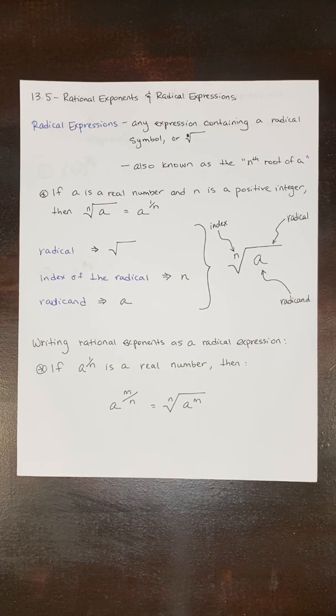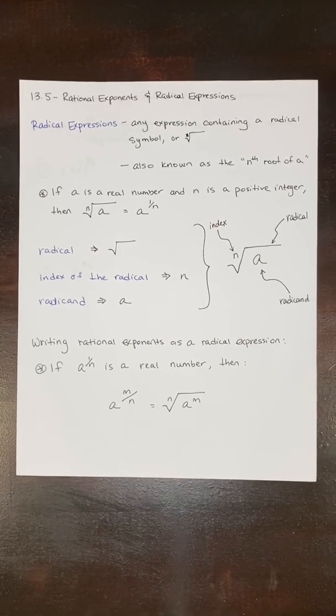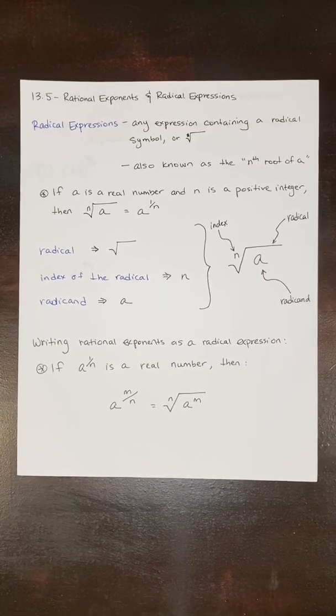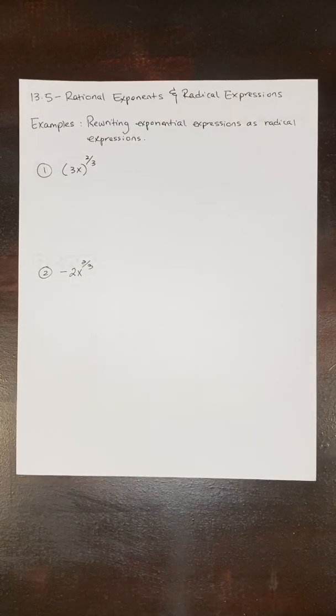When we write rational exponents as a radical expression, assuming a to the 1/nth power is a real number, then a to the m over nth power is equal to the nth root of a to the mth power. Let's go through some examples of how we can rewrite exponential expressions as radical expressions.